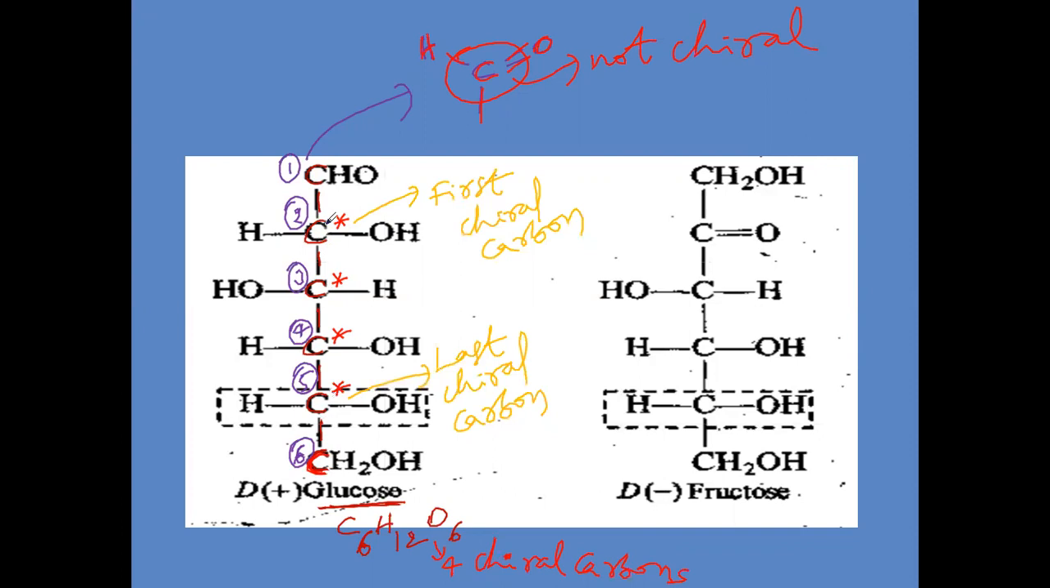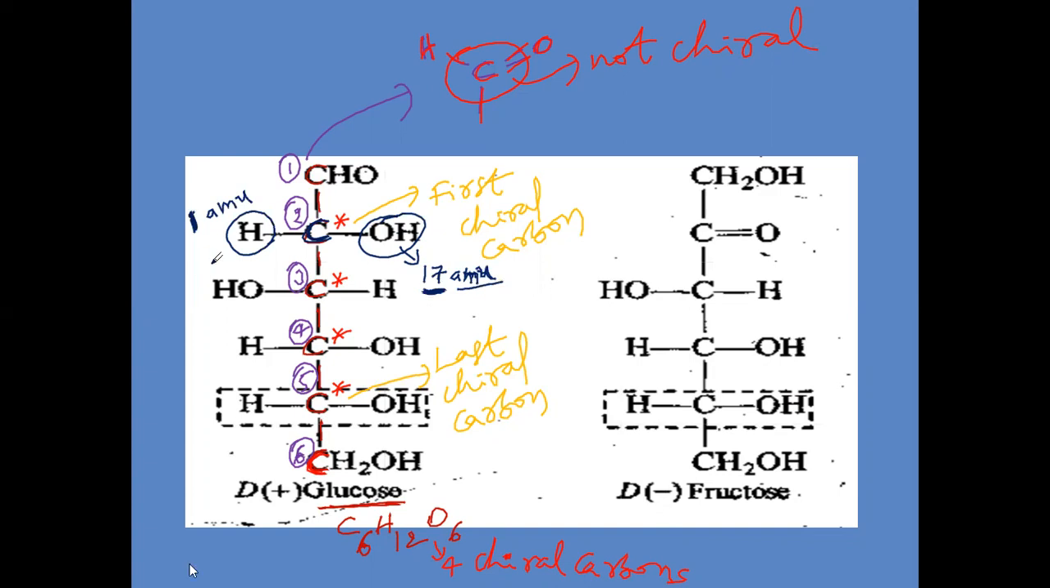Now on the first chiral carbon, on the left side, hydrogen is there. The atomic mass of hydrogen is 1 AMU. And what is the mass of the OH group here? 17 AMU. Why 17 AMU? Oxygen 16, hydrogen 1, 16 plus 1, 17 AMU. So 17 atomic mass units for OH, and 1 atomic mass unit for hydrogen.